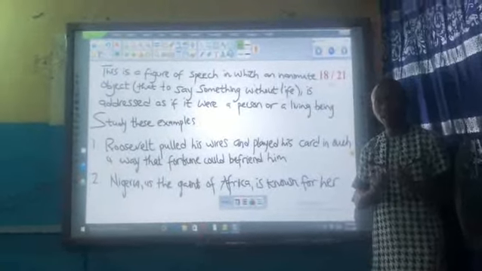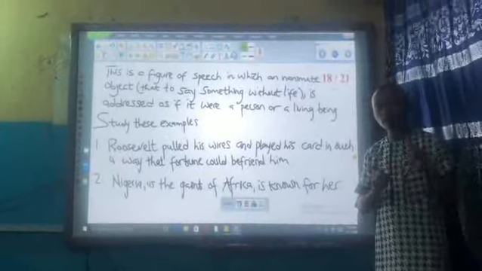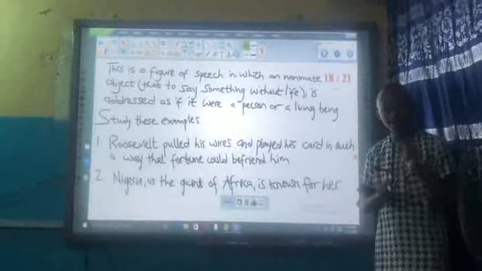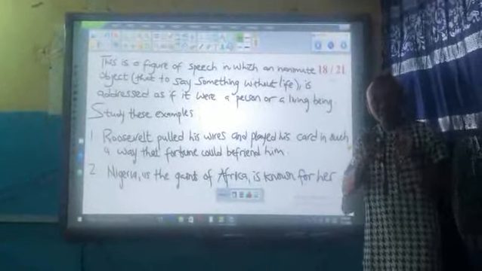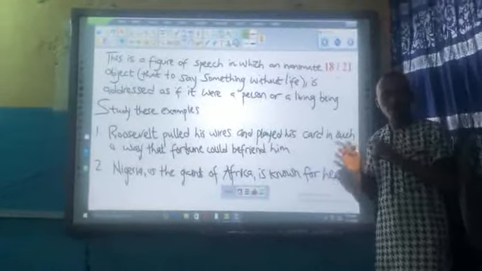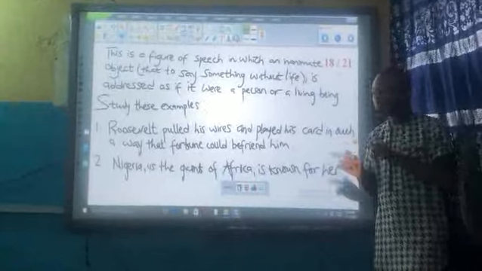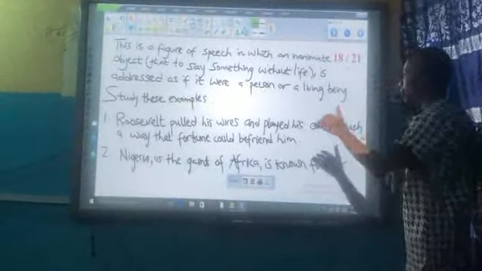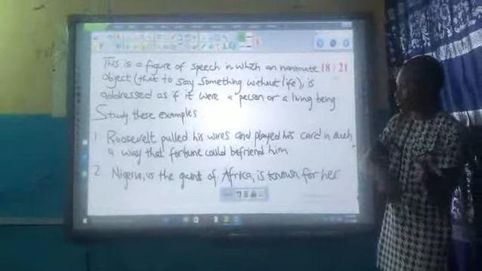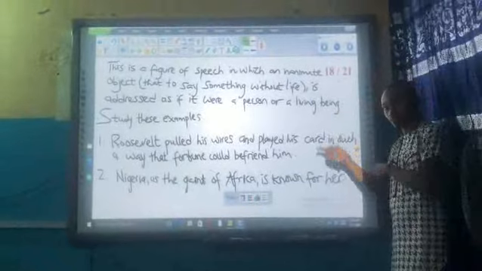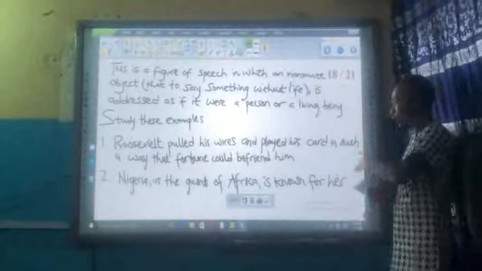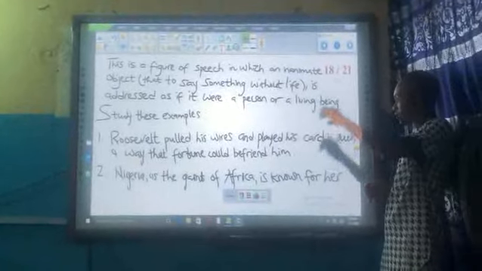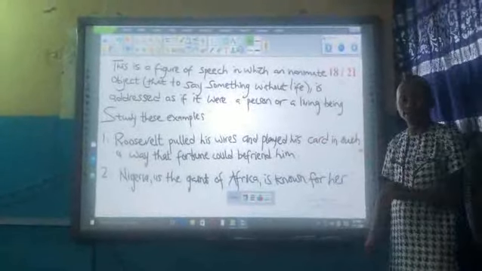Please, I keep reiterating, make sure you are listening with rapt attention, because we are at the nitty-gritty of this lesson. Okay? Alright. Now, that expression I just made, let's contrast it with what we have on the board. Roosevelt pulled his wire and played his card in such a way that fortune could befriend him.